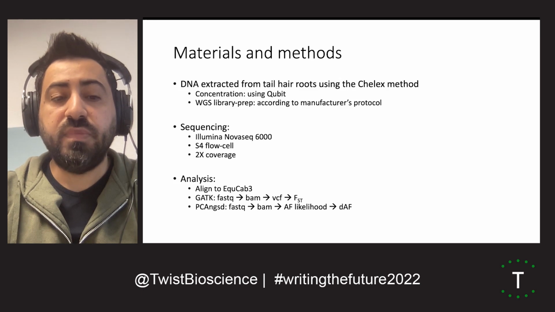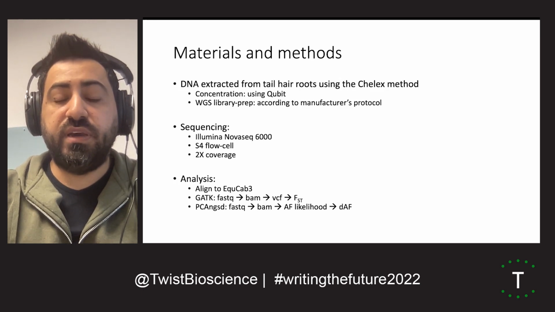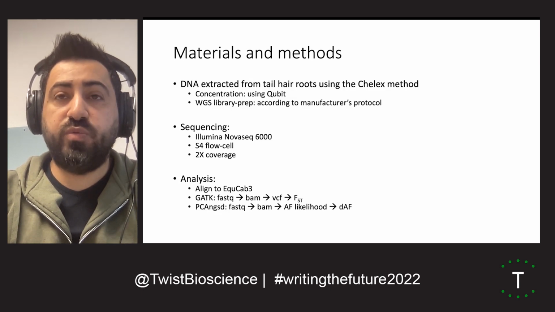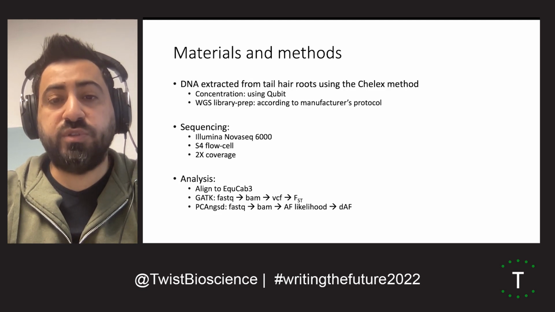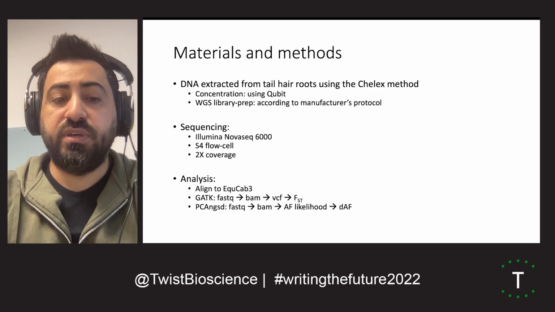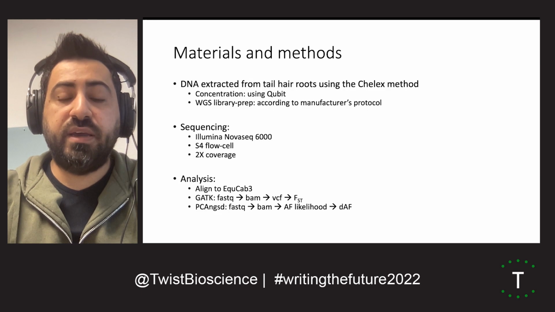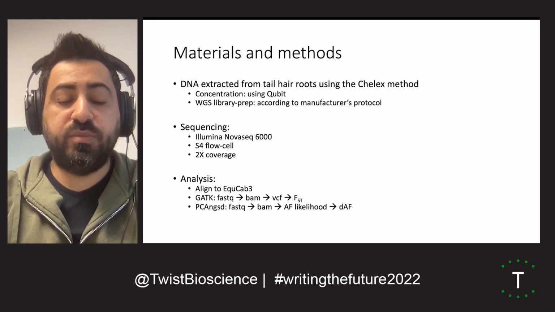Sequencing, we performed on an Illumina NovaSeq 6000 instrument, and we used an S4 flow cell, which gives about 2x coverage per horse if we use a full plate on one cell. Then I analyzed the data when they came to me, and I aligned them to the EquCab3.